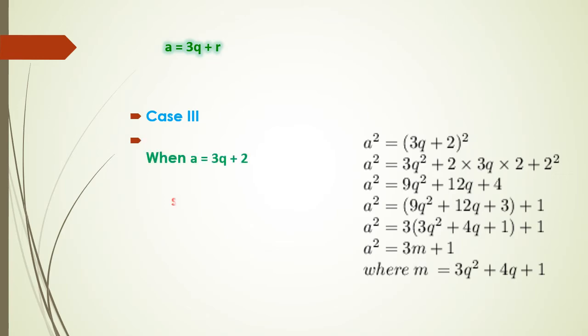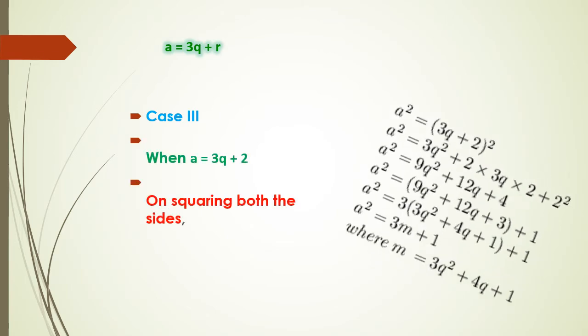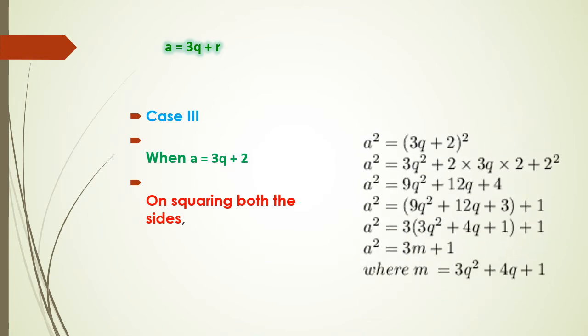Now the next case, a is equal to 3q plus r. Here, when r is equal to 2, this is the third case where r will be 2. In the first case r was 0, in the second case r was 1, and now in the third case r is 2. When r is equal to 2, a is equal to 3q plus 2. In the place of r, I have put 2.